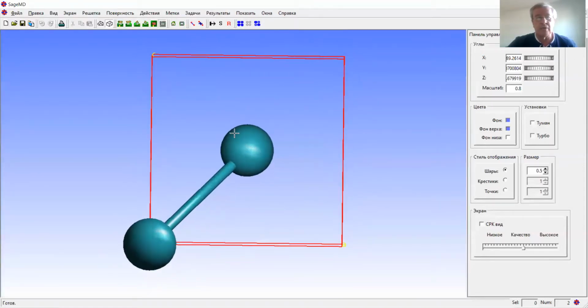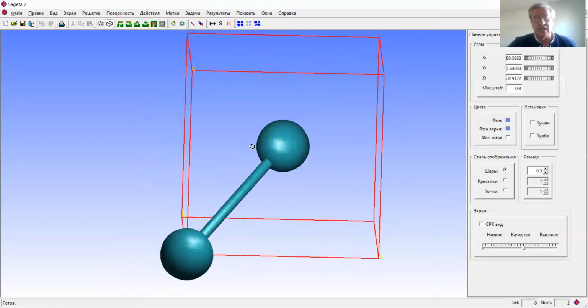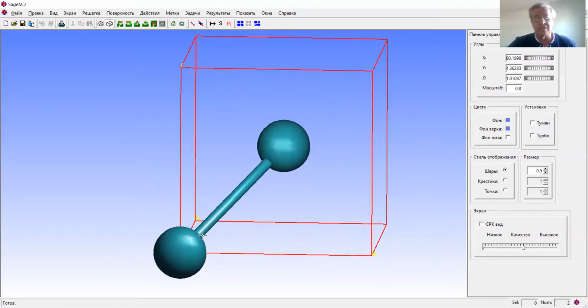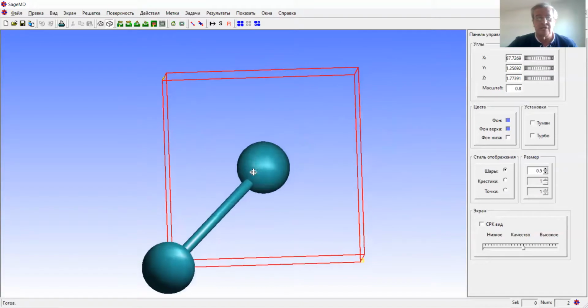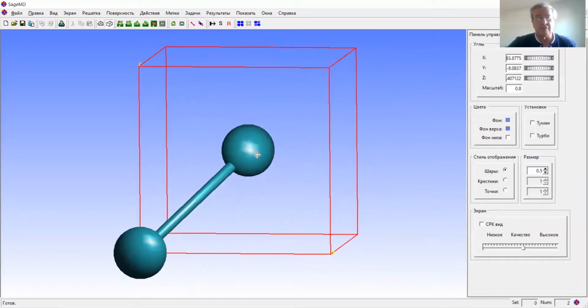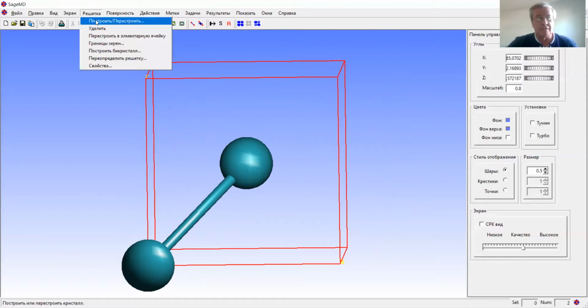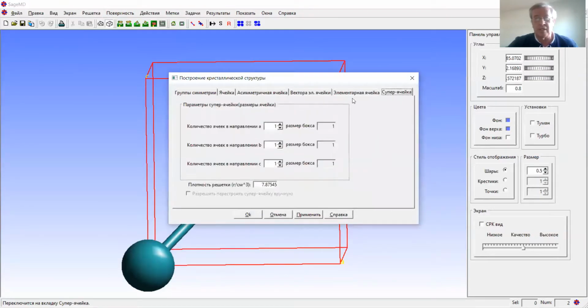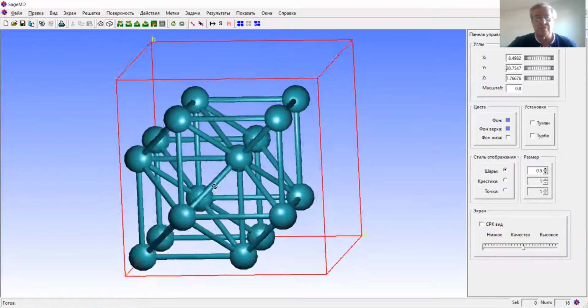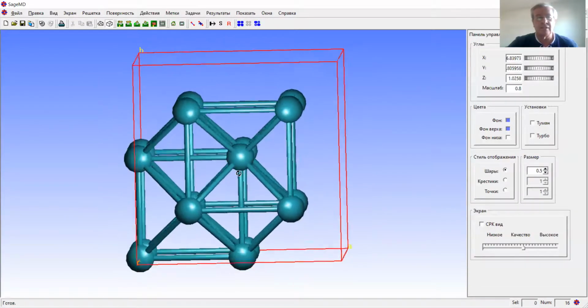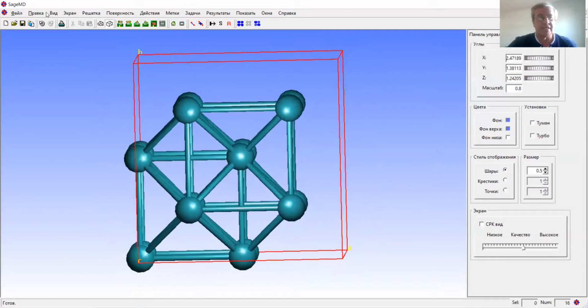Iron has only 2 atoms in a cubic cell. One is on the corner and one is in the center. So in order to understand the coordination of each atom, we go again to the unit cell and build a supercell of larger size, and then you will see that each atom has 8 nearest neighbors.